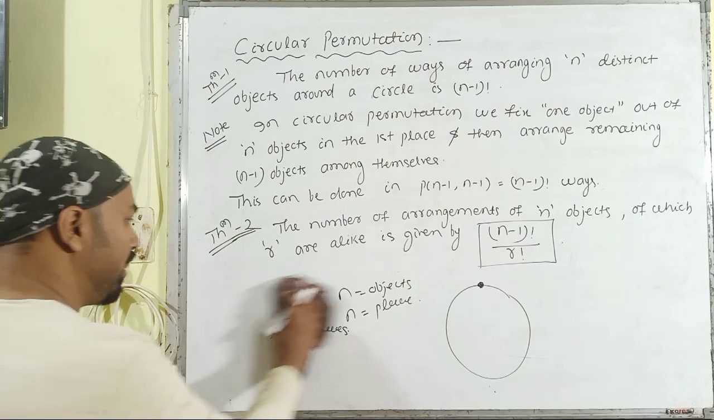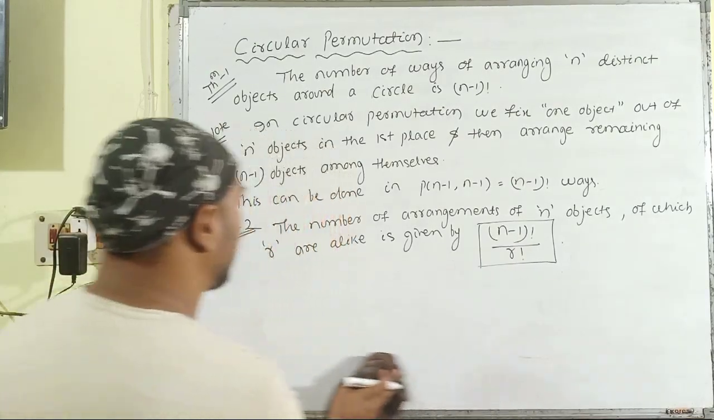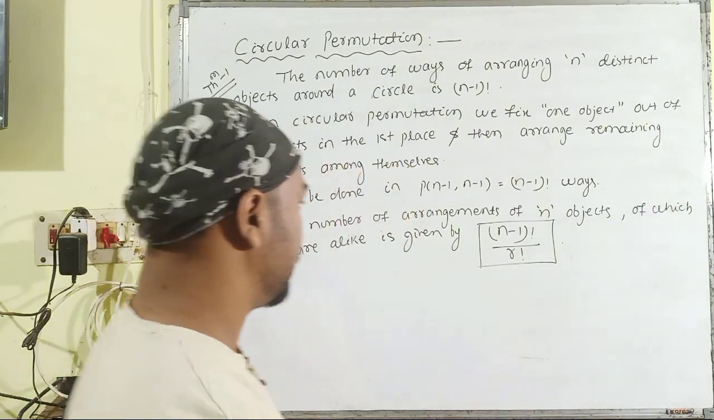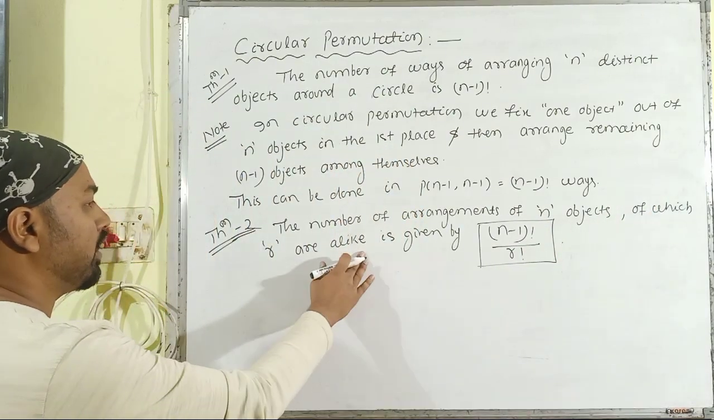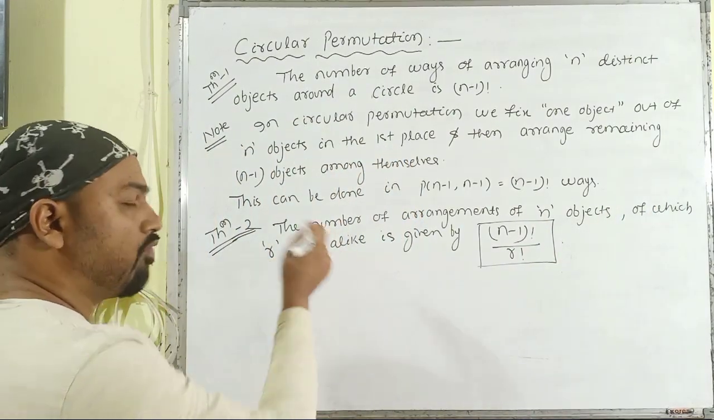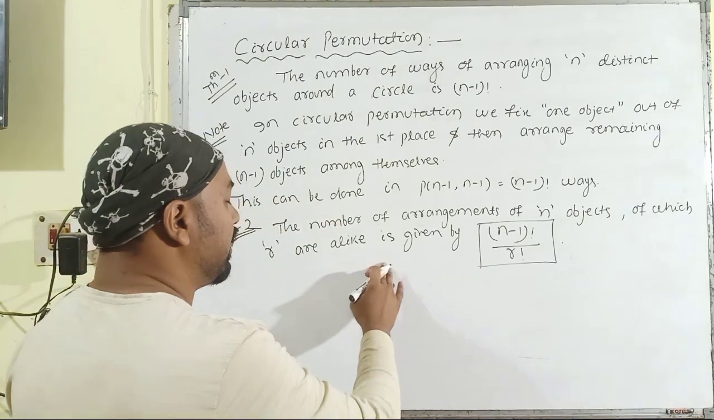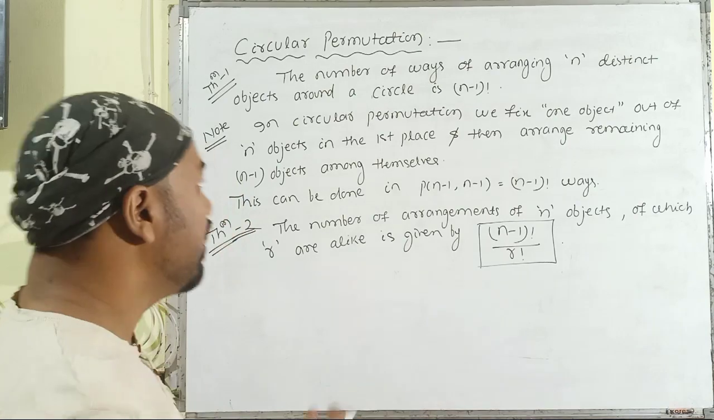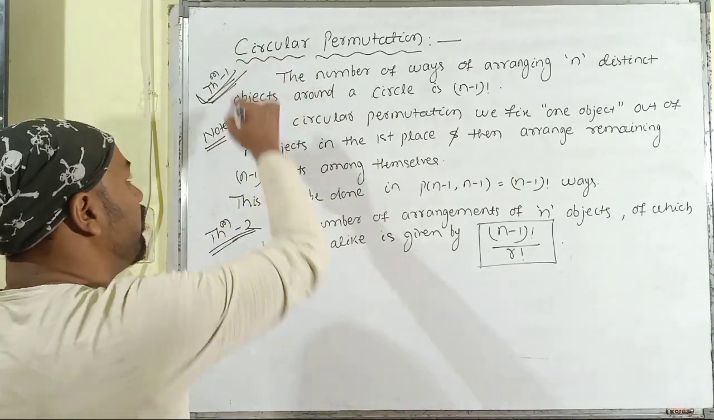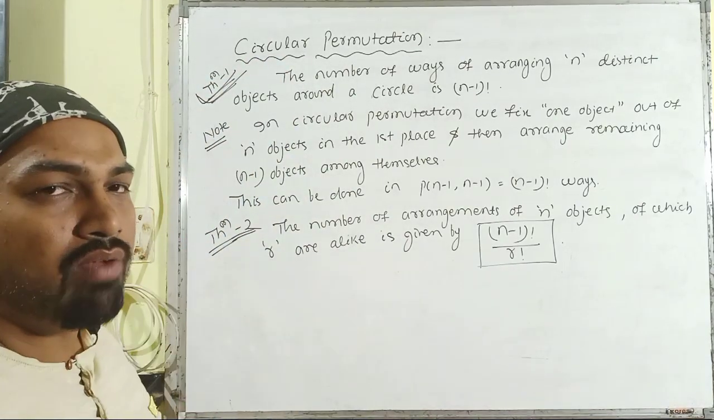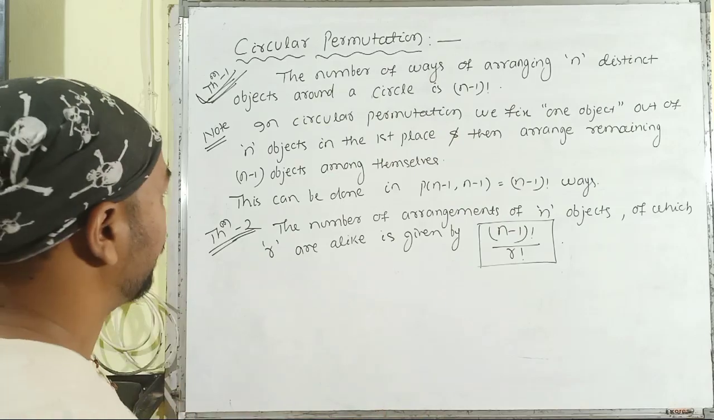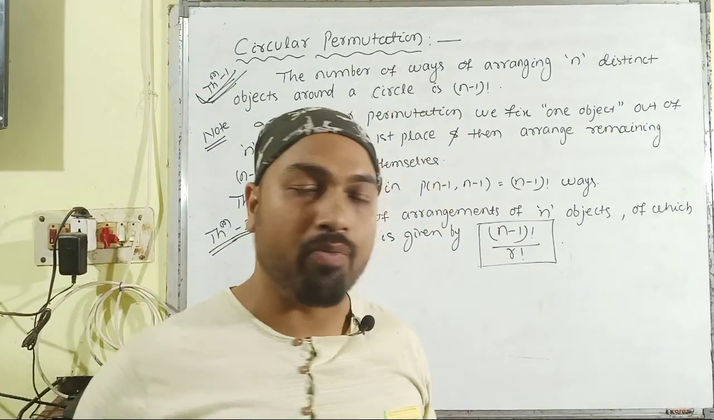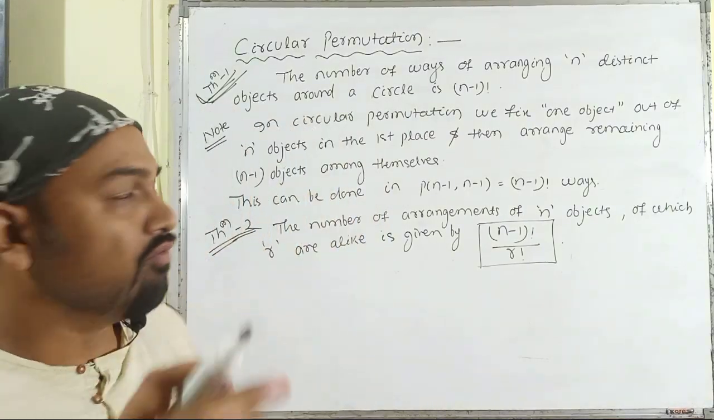And there is a corollary based upon the circular permutation: the number of arrangements of n objects, out of which r are alike, that means of the same kind, is factorial of n minus 1 divided by factorial of r. This is the most important theorem, out of which there will be a problem in your board exam. So let us discuss one example based upon circular permutation, then we can conclude our video for today.